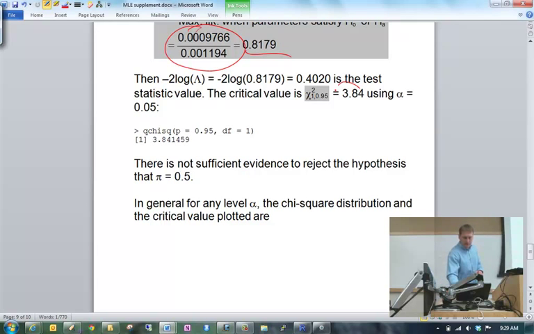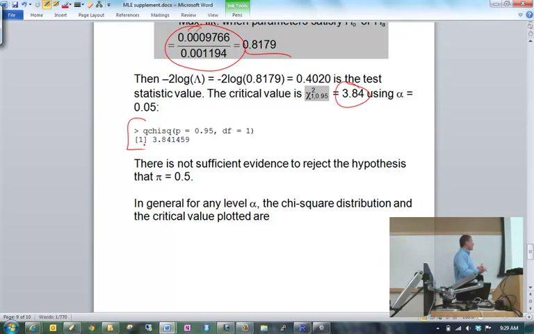So the corresponding critical value is 3.84. You can easily find that in R. Hopefully you wouldn't want to go to a statistical table. That was something we did in the 1990s. Hopefully you didn't learn to do that.